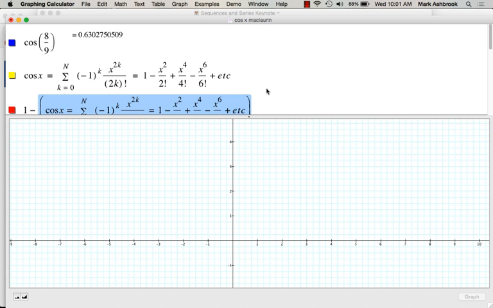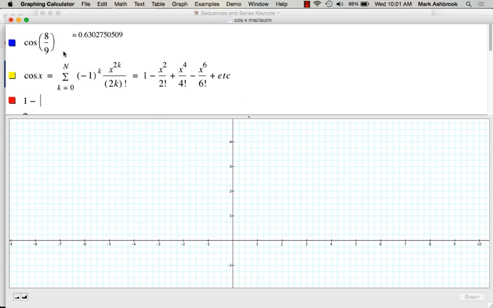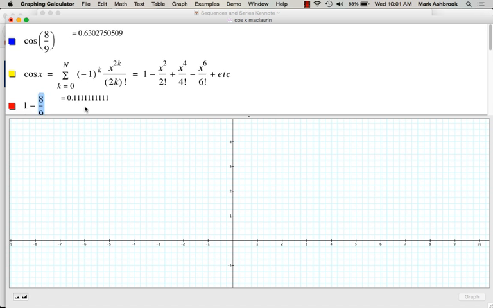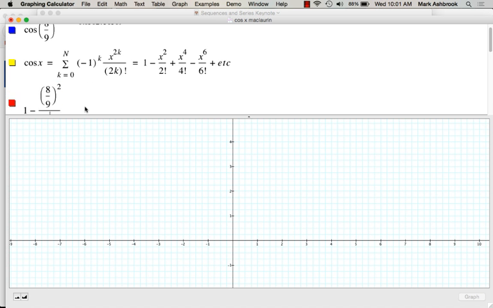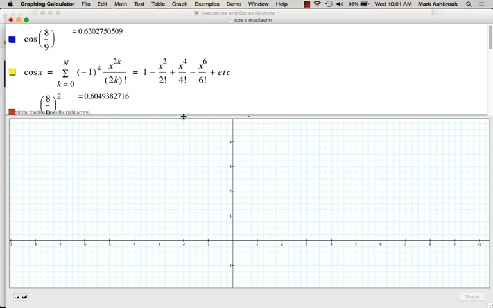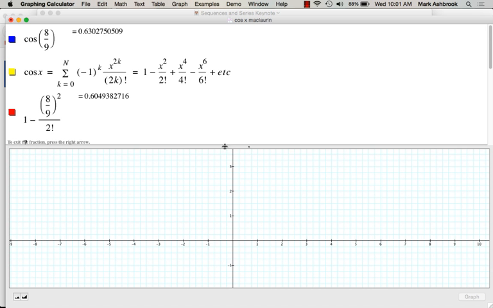Not what I wanted to do. I want 8/9. So 1 minus 8/9 squared divided by 2 factorial. And look what I get. It's already correct to the first decimal place. It's 0.60 instead of 0.63. Then the calculator says, no, I need to be better than that. I don't want to tell my user that it's 0.604. That's not close enough. I want it to be correct to 8 or 10 decimal places.